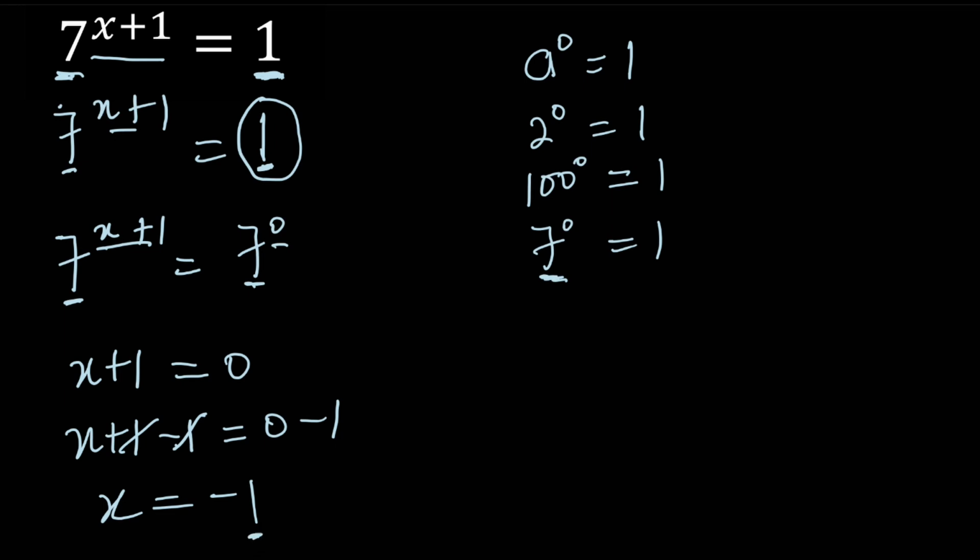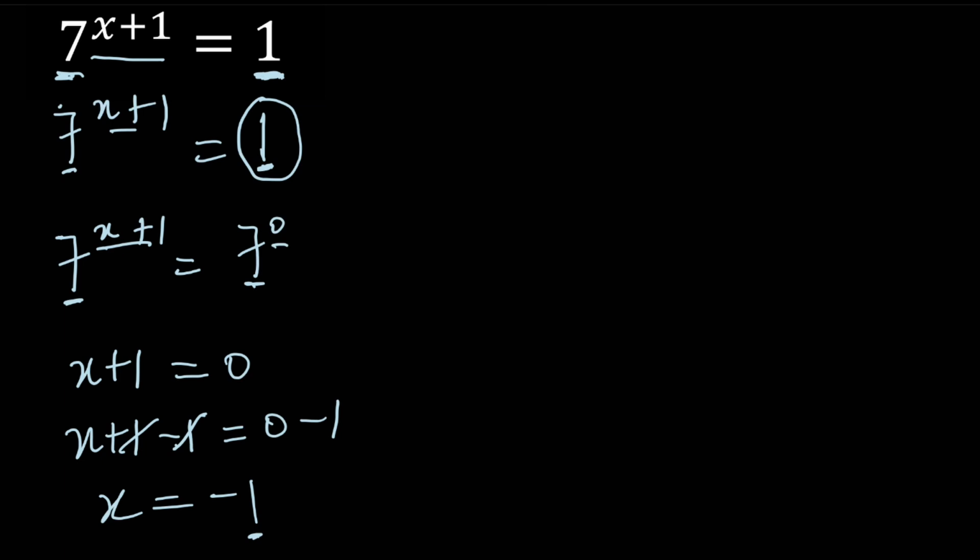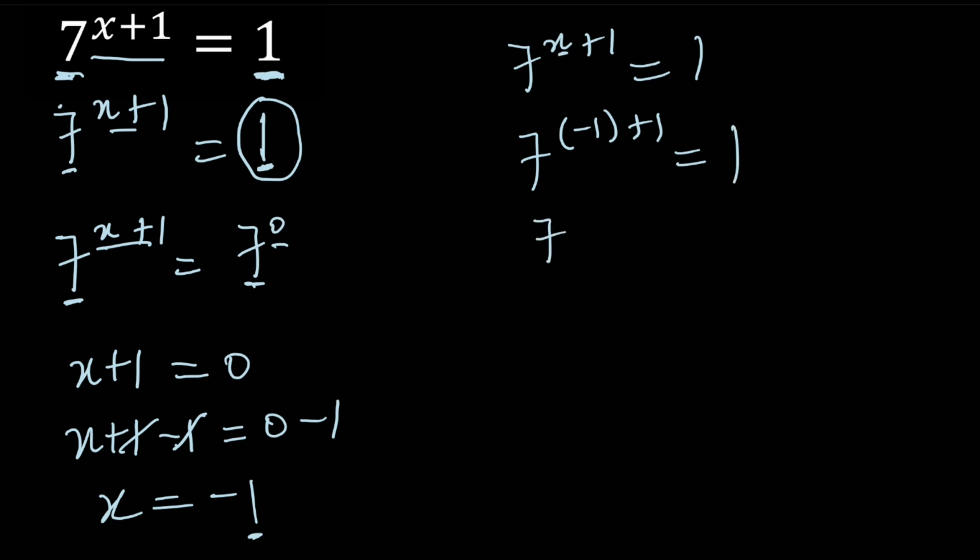But let's test it before you go. Let's test it to see if it's true. So to test it, let's rewrite the question, which is 7 to the power x plus 1 equal to 1. So in place of x, we substitute negative 1. So you're going to have 7 to the power negative 1 plus 1 equal to 1. Now negative 1 plus 1 is going to give us 0, okay? So you're going to put 0 here equals 1.